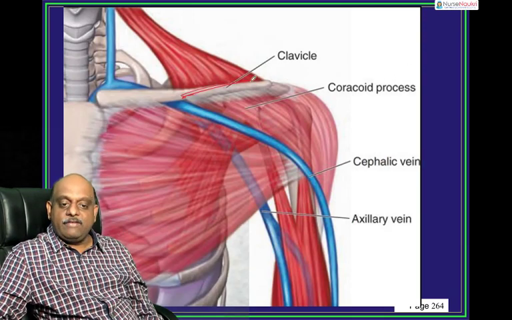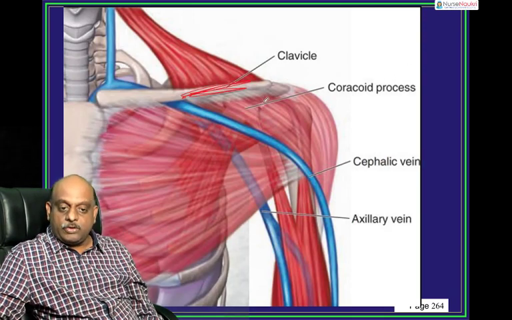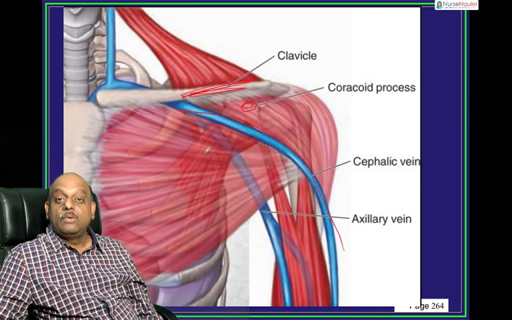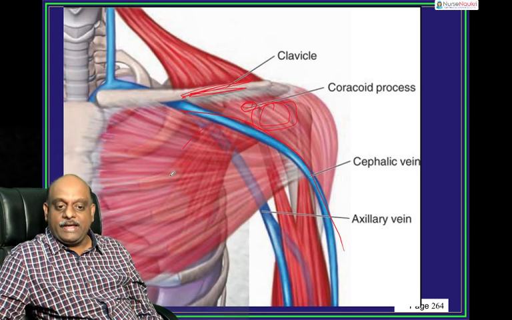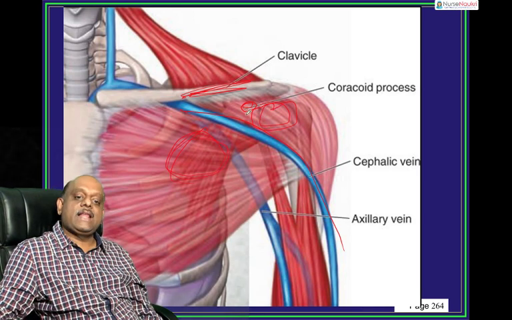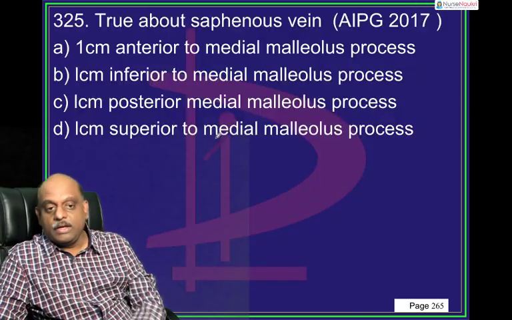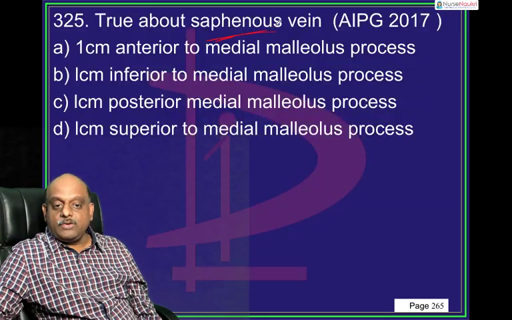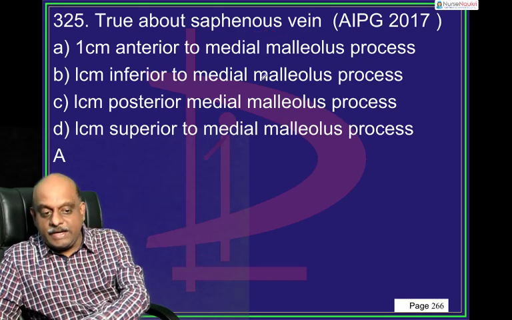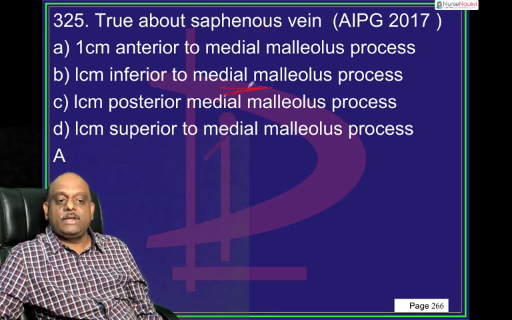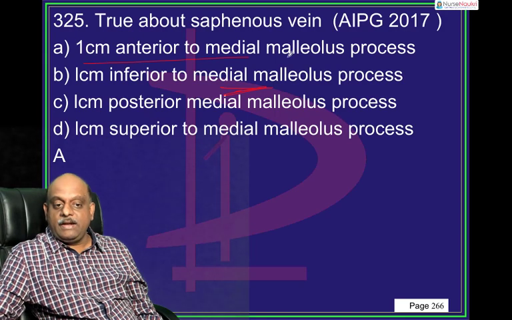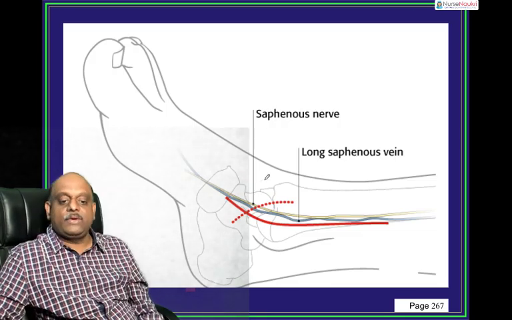So this is the clavicle, the coracoid process, and here you can find the cephalic vein which is passing between the deltoid and the pectoralis major, the deltopectoral groove, is what you need to remember. With regard to the saphenous vein, what is its anatomical relation with the medial malleolus? It is 1 centimeter anterior to the medial malleolus.